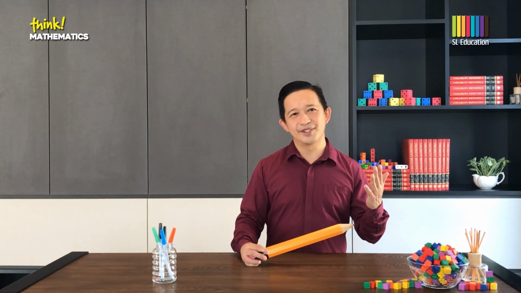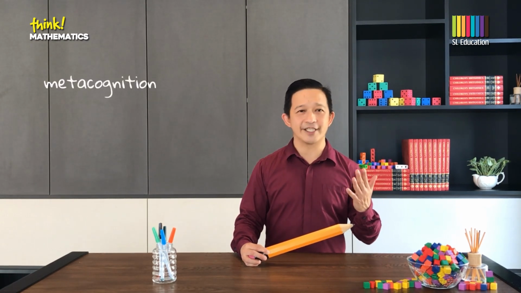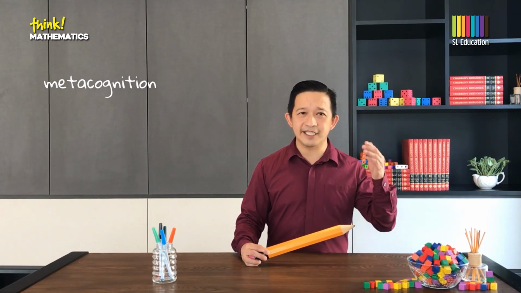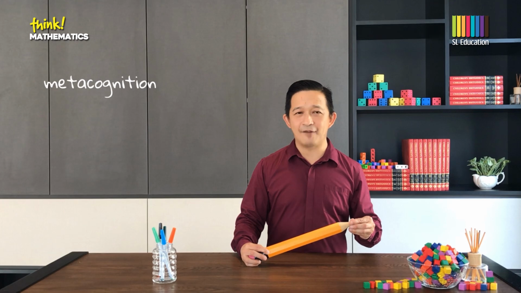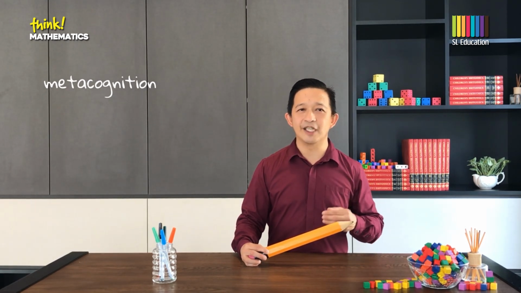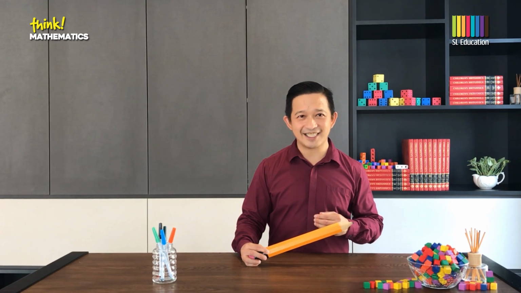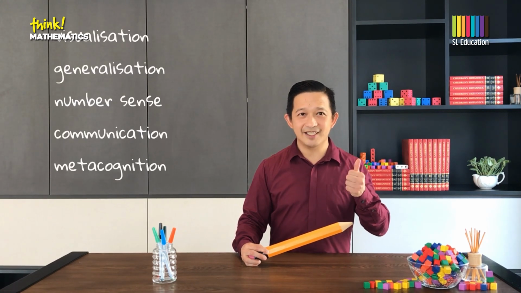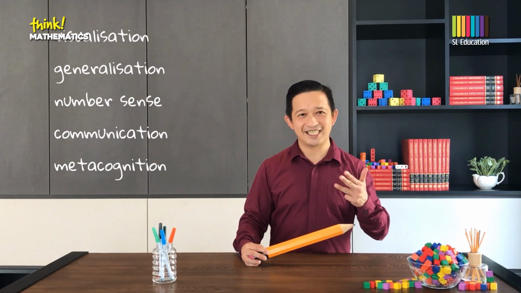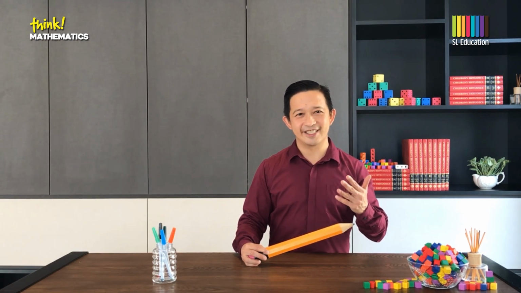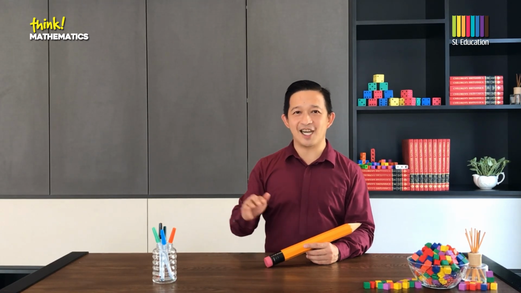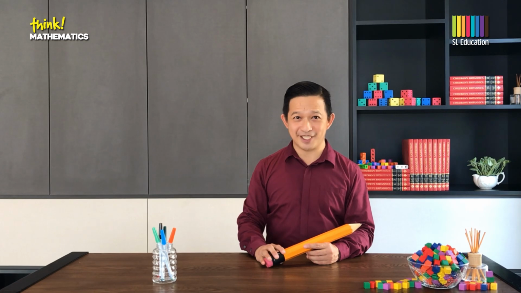And I want to know if they are strong in metacognition. I want to know if they are good at monitoring a multi-step process. Whenever something requires multi-step thinking, I want to know if they are good at that. Visualization, generalization, number sense, communication, and metacognition. Something else that I want to look out for throughout the year and across grade levels.